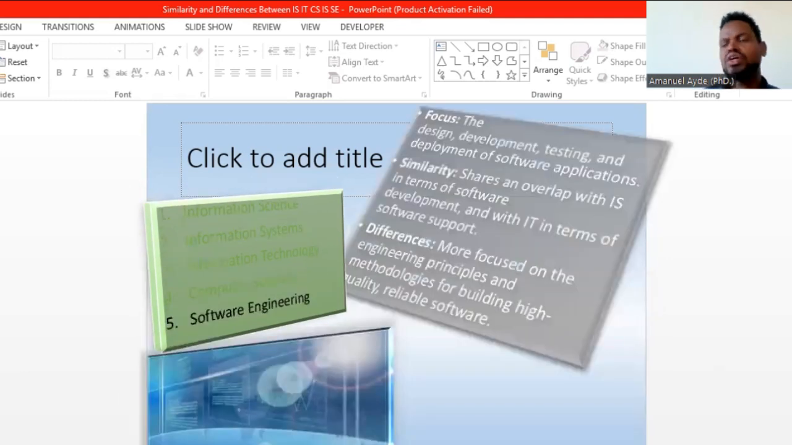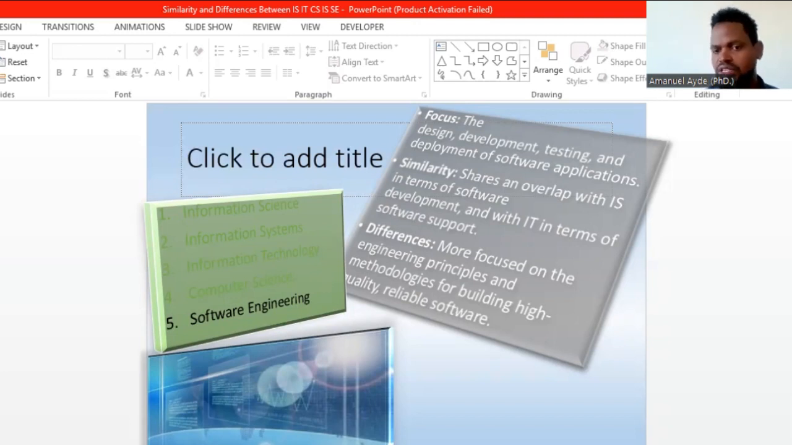The other one is software engineering. So what makes software engineering different from others? If you look here, the focus of software engineering is the design, maybe designing a kind of model, development, testing, and deployment of software applications for a given company. It's not about business area application, but focuses on the software area. It shares an overlap with information systems in terms of software development, and with IT in terms of software support, because software engineering professionals can provide IT support or others.